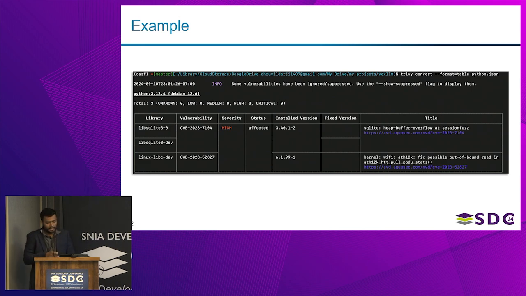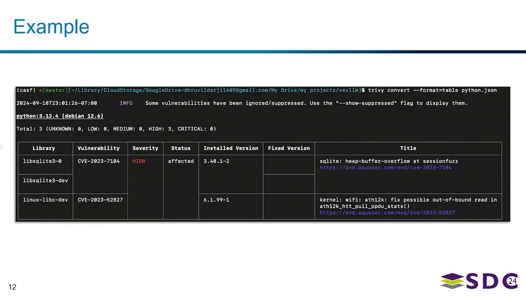So as you can see in our past example, one of the vulnerabilities was SQLite, which was high severity, so it is not part of the ignore file, and it is actually telling us that, hey, it is severely affected.